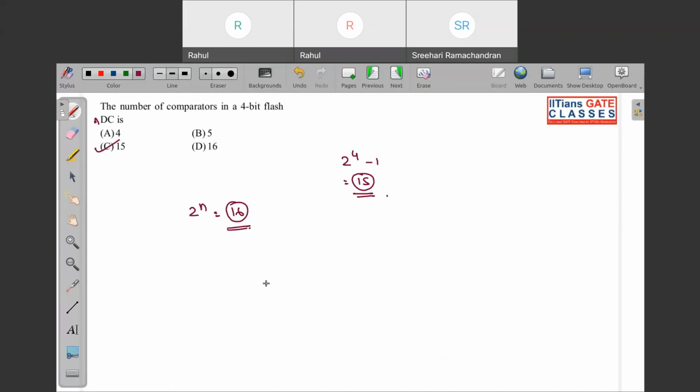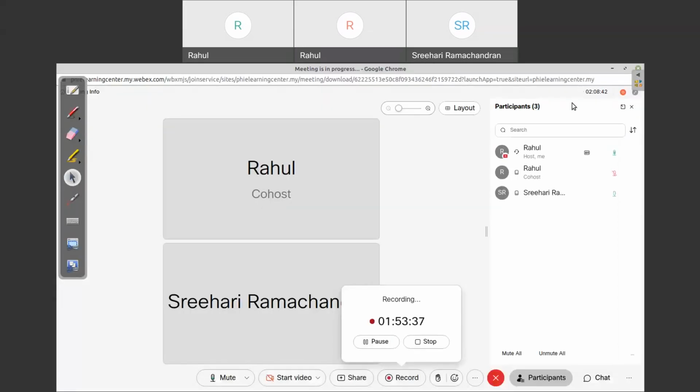Is this clear? Clear. So with this, we end our digital. From Friday's session, we are going to have control. Okay. So digital, this much is only required.